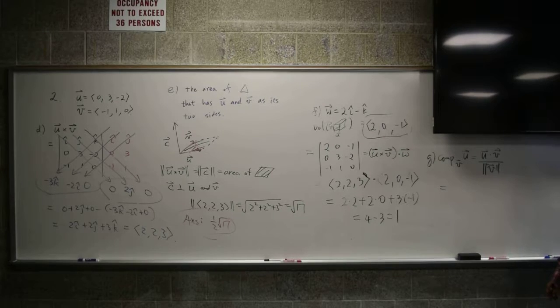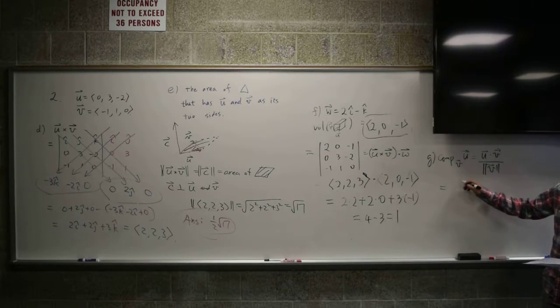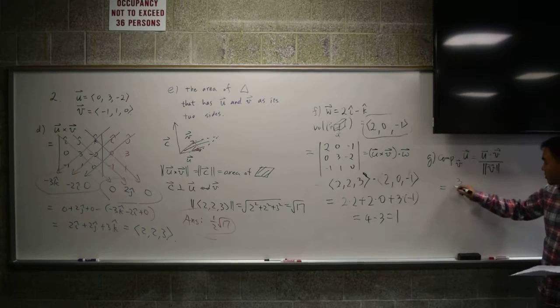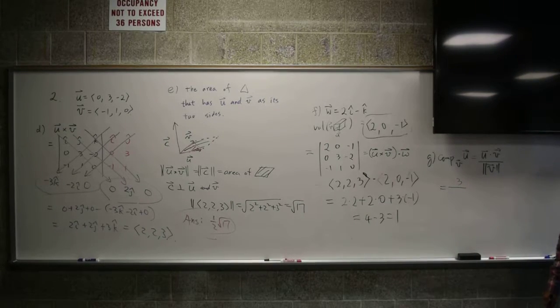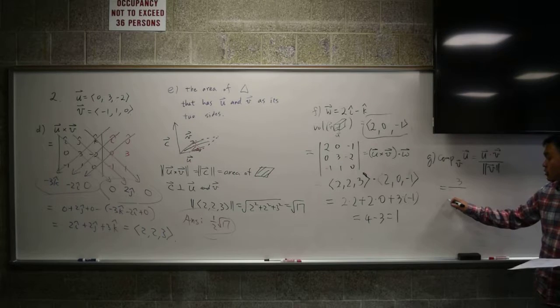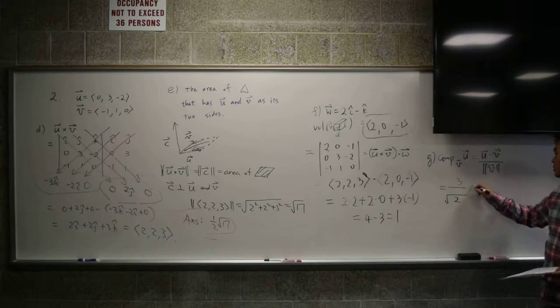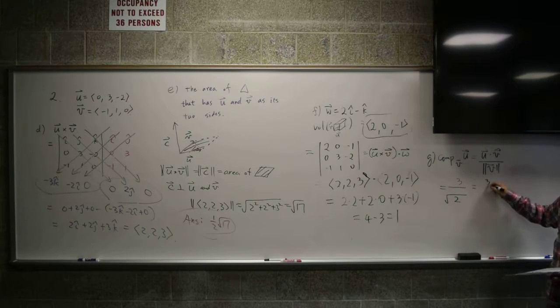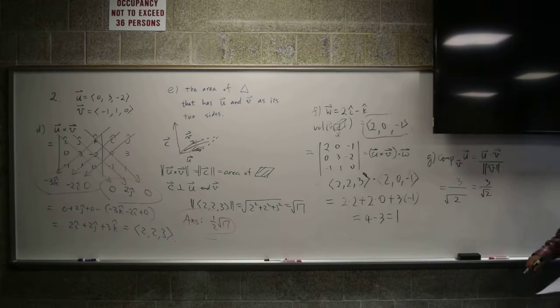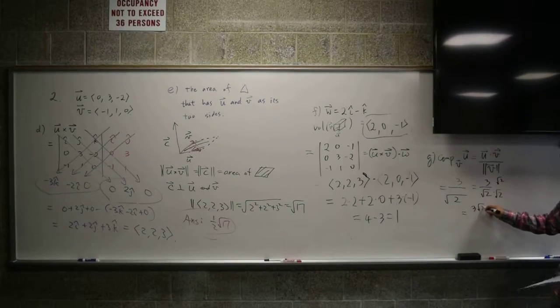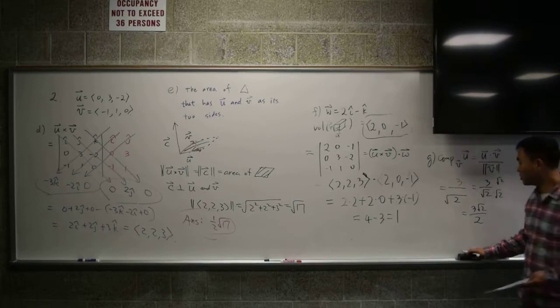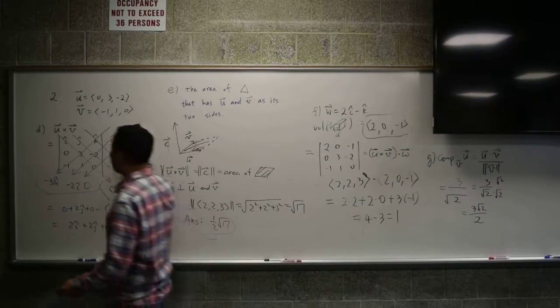Let's see, U dot V is, we did that a moment ago. It was 3, right? And the norm of V is square root of 2. Right. Okay, so it's 3 over square root of 2. You might want to multiply square root of 2 on top and bottom to rationalize the denominator. So that's the component.